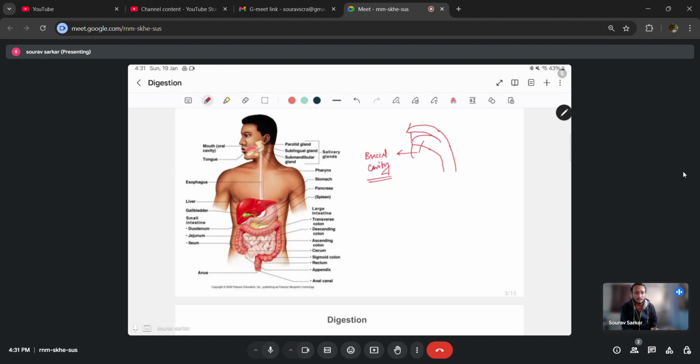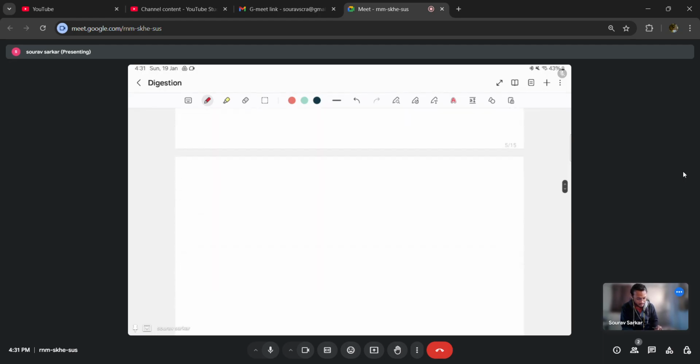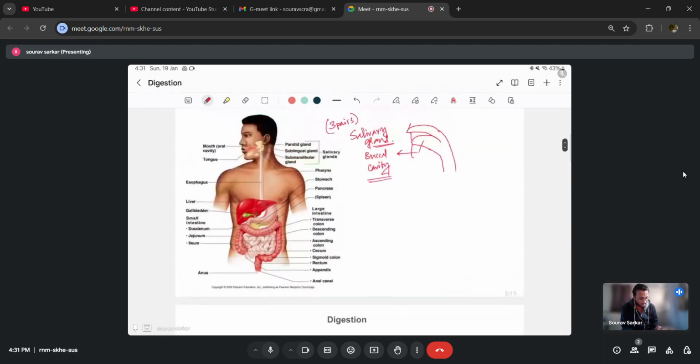Now in the buccal cavity portion there are salivary glands. How many salivary glands are there? Total 3 pairs of salivary glands are there. What are the names of those salivary glands?